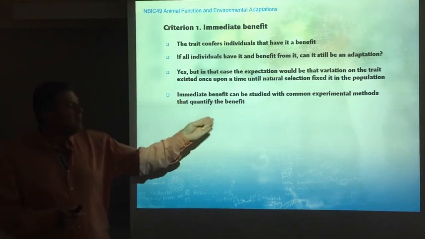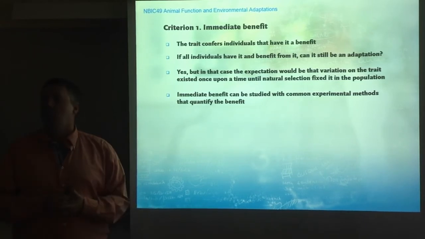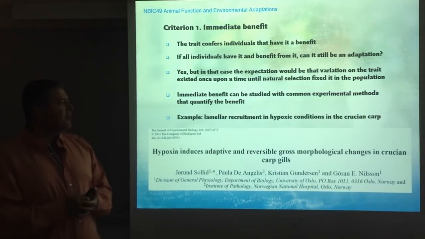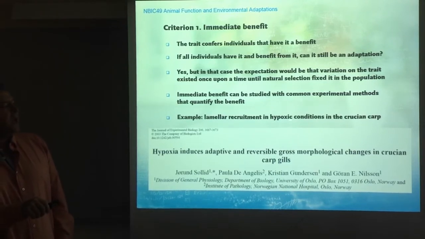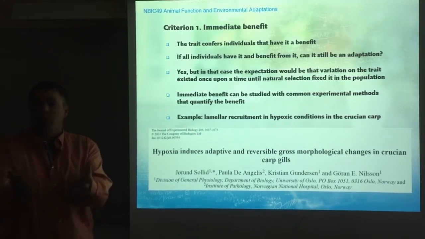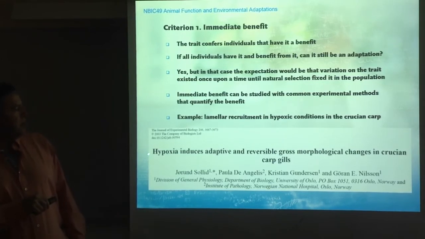Immediate benefit can be studied with common experimental methods that quantify that benefit. Physiological methods work very well. In physiology, to understand physiological systems, we can see what is the benefit of a given trait. Let's look at an example: lamellar recruitment in hypoxic conditions in crucian carp. Crucian carp is a fish. Lamellar recruitment has to do with recruitment of surface area in the gills for exchanging oxygen. This was demonstrated in a paper published in 2003 by the group of Göran Nilsson in Oslo.